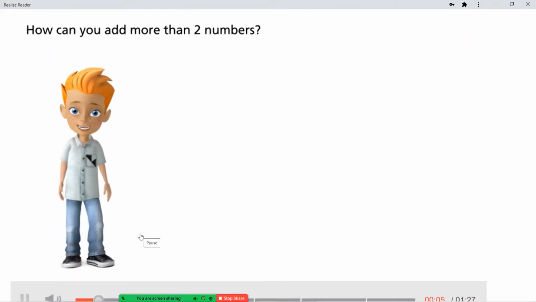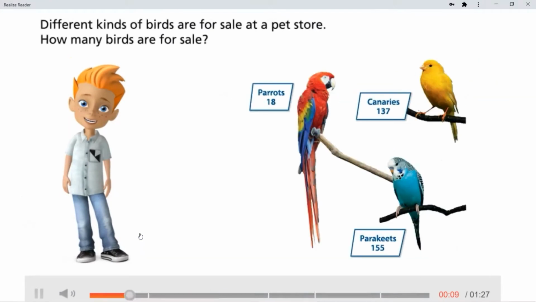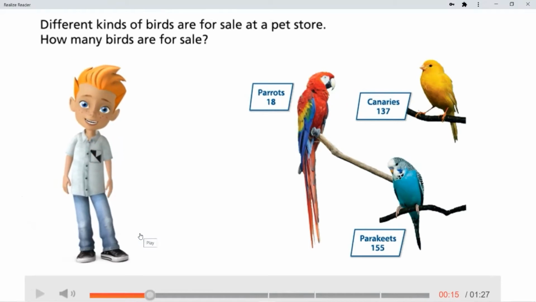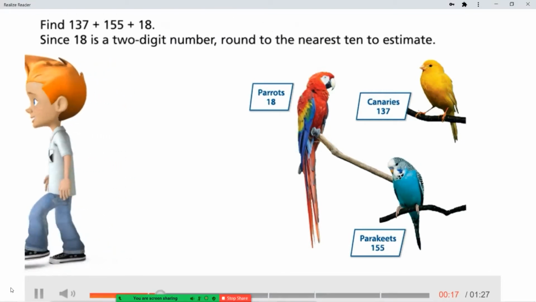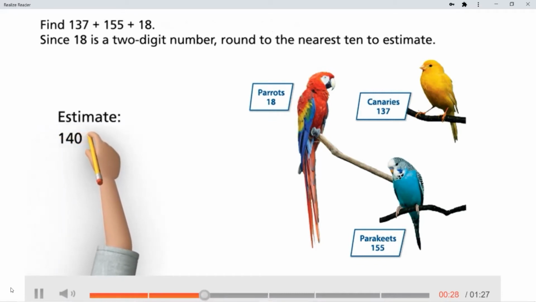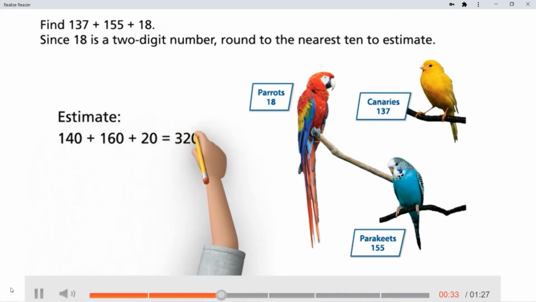How can you add more than 2 numbers? Different kinds of birds are for sale at a pet store. How many birds are for sale? Find 137 plus 155 plus 18. Since 18 is a 2-digit number, round to the nearest 10 to estimate. 140 plus 160 plus 20 equals 320.